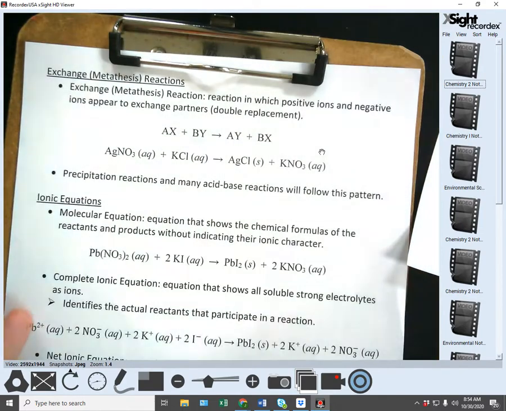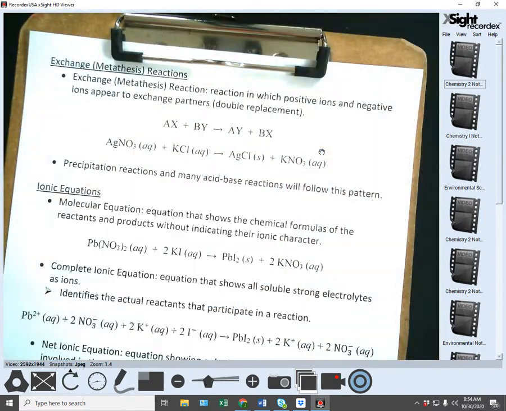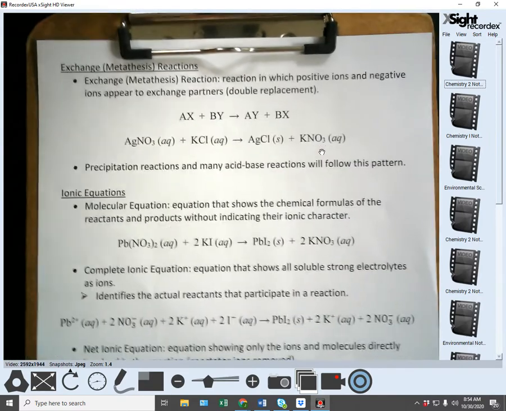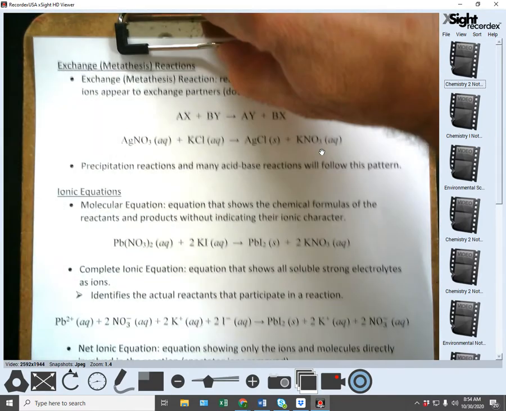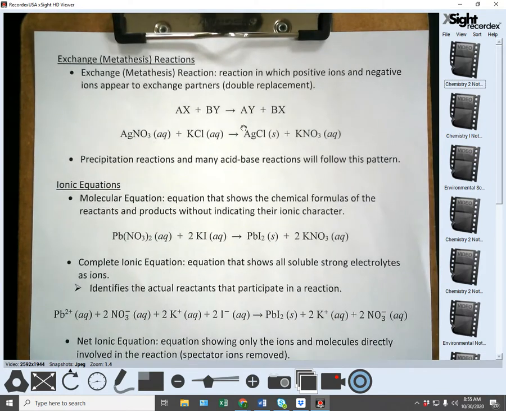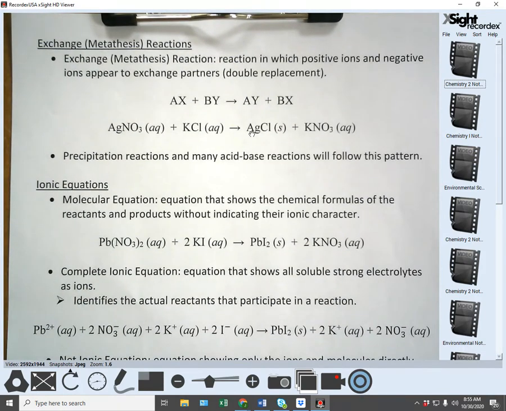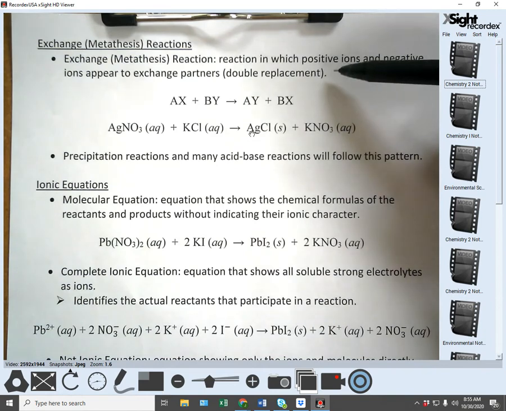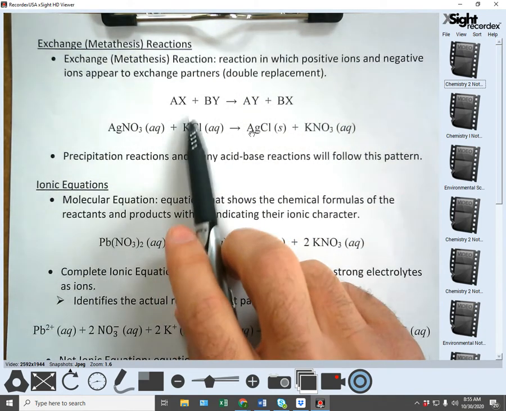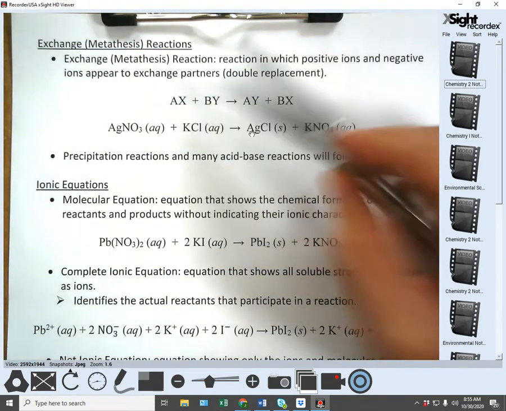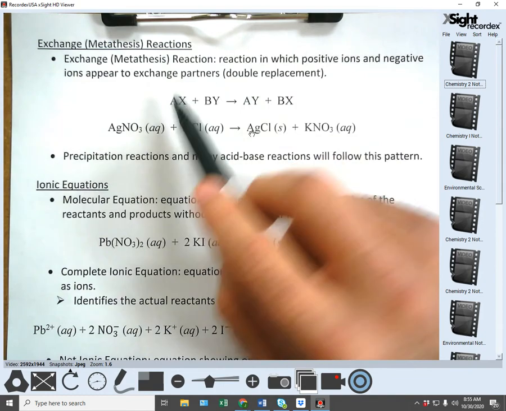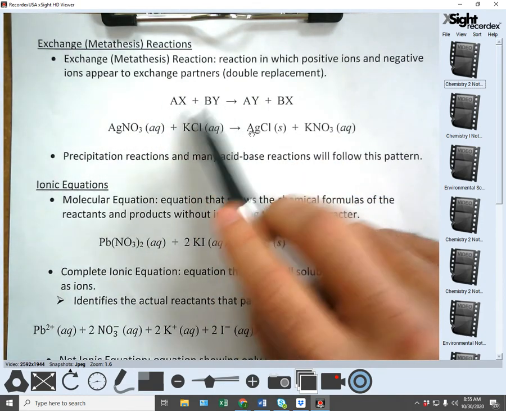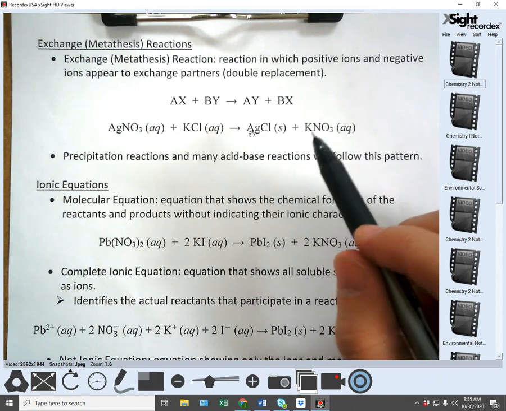On the back of your notes is a second type of reaction. An exchange or metathesis reaction is a reaction in which the positive ions and negative ions appear to exchange partners. What we called it in Chemistry 1 was a double replacement reaction. So this is just the format, with the A and the B representing cations and the X and the Y representing anions.